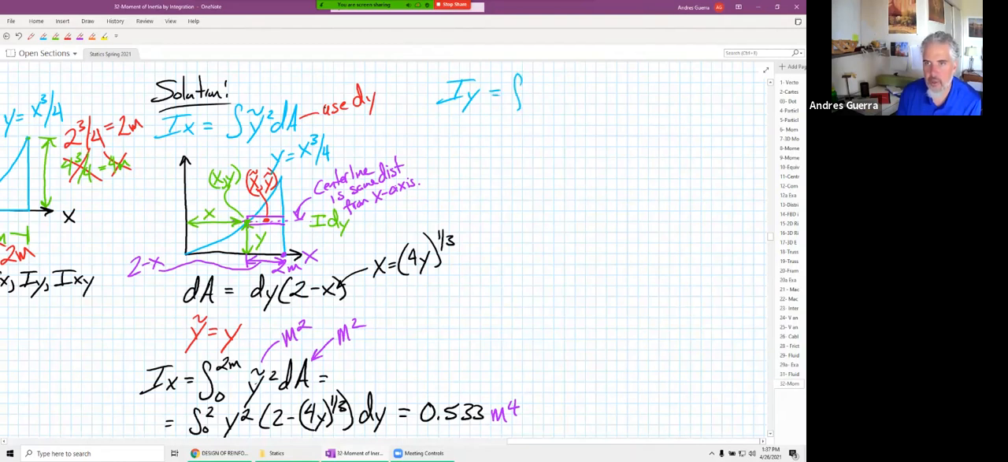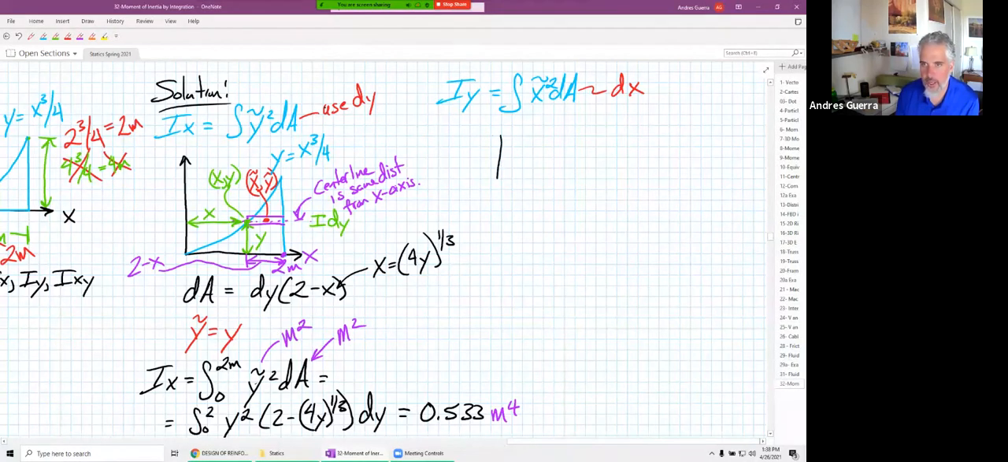IY we know is the integral of x tilde squared times dA. Again, because we want the centerline to be all the same distance, we now have to use a dx here, and that should be an x tilde squared times dA. And so we have to use that dx differential element there.